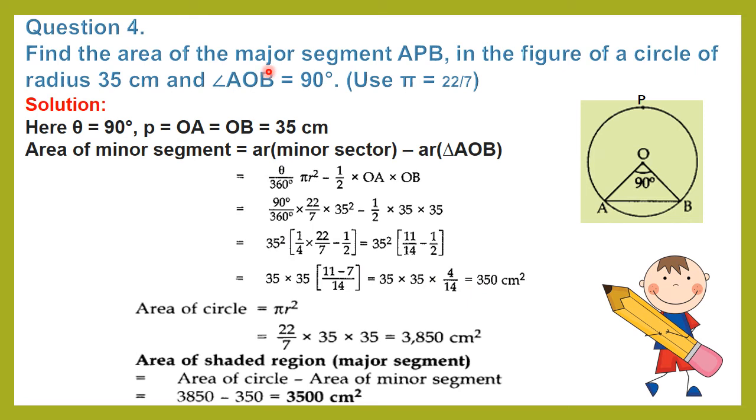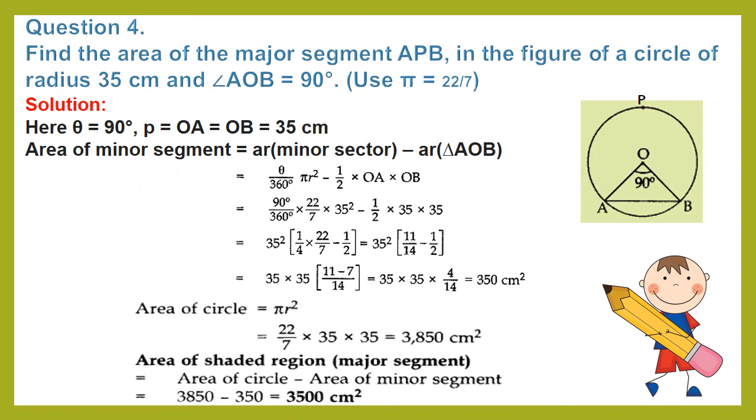But according to question, we have to find the area of major segment. So what to do? Area of circle minus area of minor segment will give the area of major segment. But for that, first of all, we'll calculate the area of circle, which is equal to pi r square. So after calculation, we'll get it as 3850 centimeter square. Now what we'll do? We'll just subtract these two areas and we'll get it as 3500 centimeter square as the area of major segment. I hope this is also clear to you.